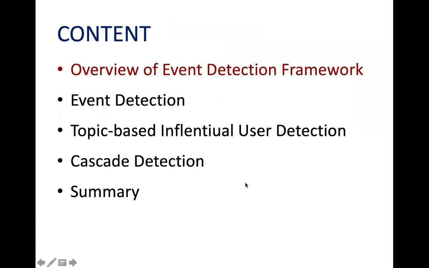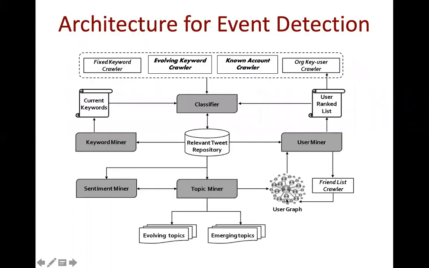We're going to talk about event detection in general, and about influential user detection, as well as about such phenomena called cascades, when some information gets spread across social networks. So let's start with an overview about event detection and the event detection framework.